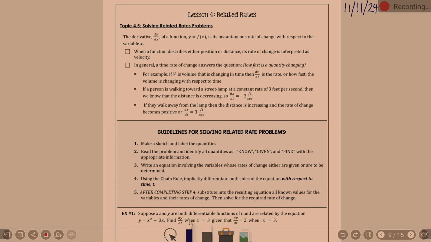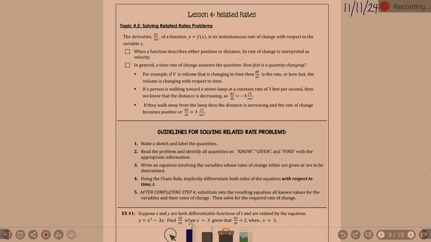If a person is walking towards a street lamp at a constant rate of 3 feet per second, then we know that distance is decreasing. So if x is your distance, dx/dt, the change in distance, is negative 3 feet per second. If they walk away from the lamp, the distance is increasing because your distance is getting bigger and the rate of change becomes positive. So those are different scenarios that we'll talk about.